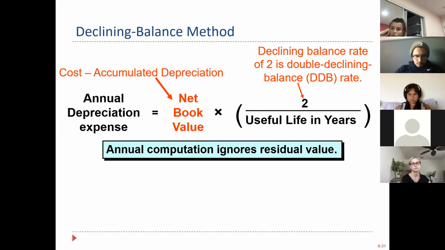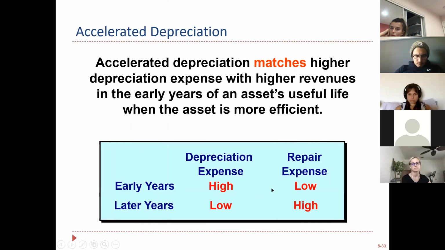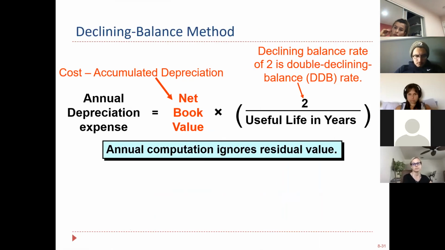I'm ignoring that note about the repairs here because I don't know what they're talking about, to be honest with you. In the early years, the repairs will be low, I guess. Then as it gets older, you need to repair. So this is the one where you have to think a little more.